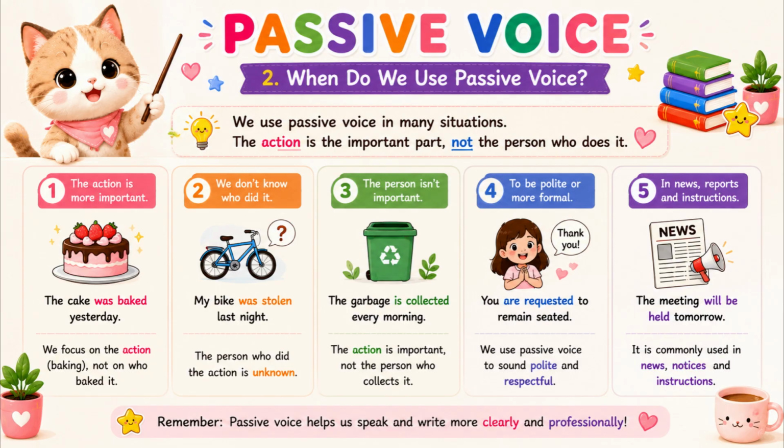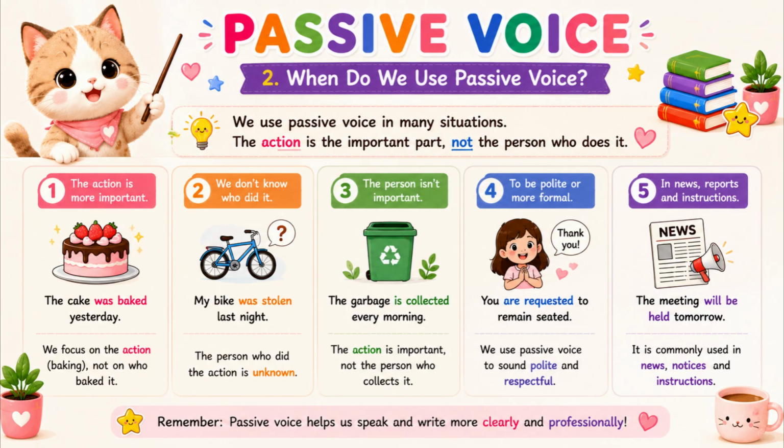Let's look at the 5 most common situations. First, when the action is more important than the person. For example, the cake was baked yesterday. We focus on the action, baking, not on who baked it. Second, when we don't know who did the action. For example, my bike was stolen last night. The person who stole the bike is unknown.